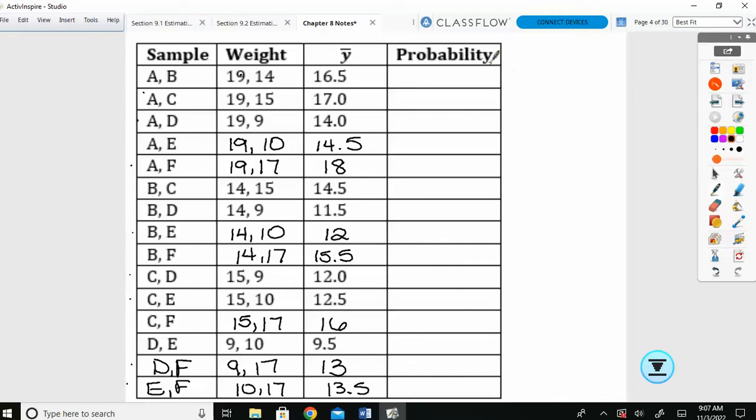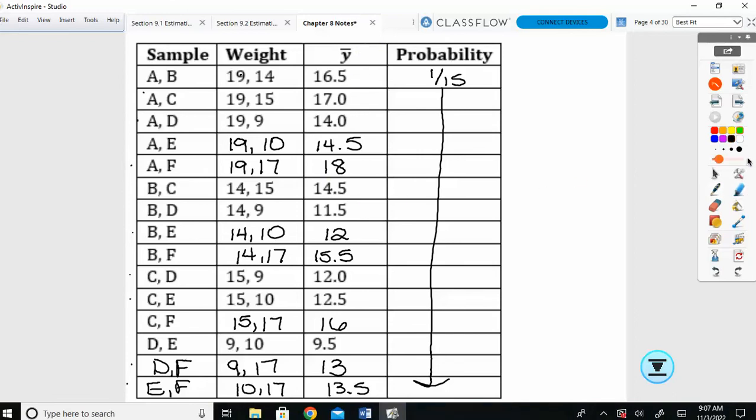$15. So the probability of each of these scenarios would just be 1 in 15. Agreed? I'm just going to draw an arrow. I'm not going to actually write that every time.